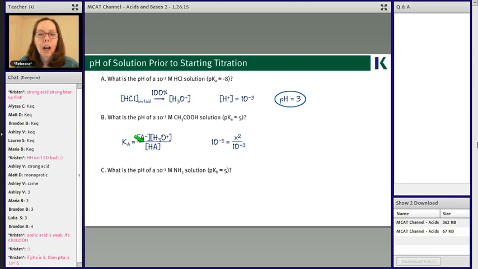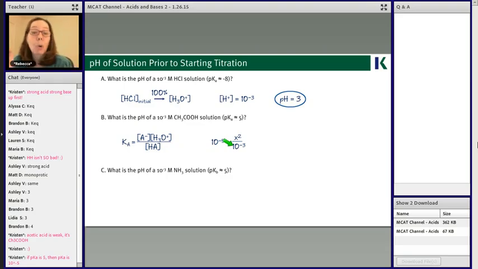This, our HA, some amount of it dissociates. That amount is called X. So we put in X for each of these and we get X squared. The concentration of what we put in is 10 to the minus third. Now it's really 10 to the minus third minus X.